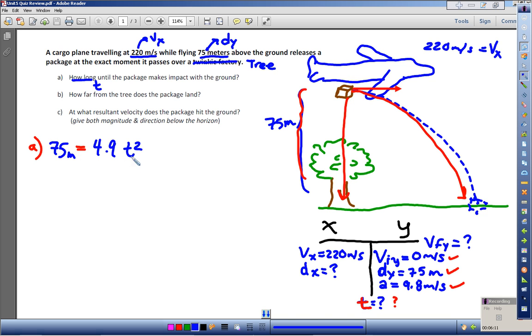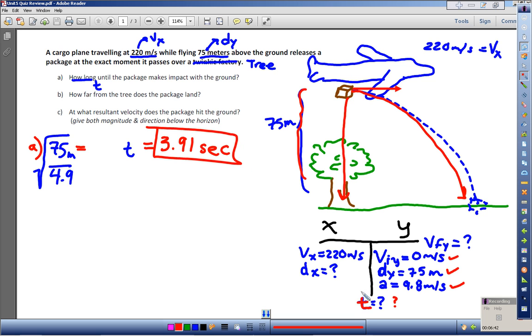And now, if I want to find how long this package is in the air, it's as simple as solving to get time alone. So I will divide both sides by 4.9, and I will also take the square root of both sides so that I can get time all alone by itself. And if you take 75 meters and divide it by 4.9, and you take the square root of that, you should solve that the time that this package is in the air is 3.91 seconds, and that is total time. So now I'm going to fill that in for my menu down below.